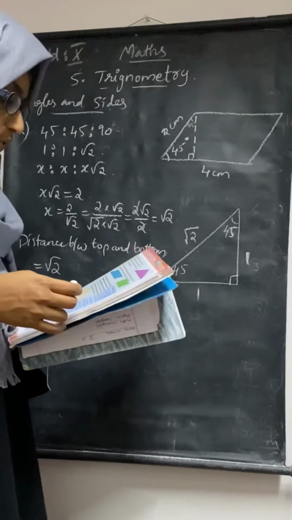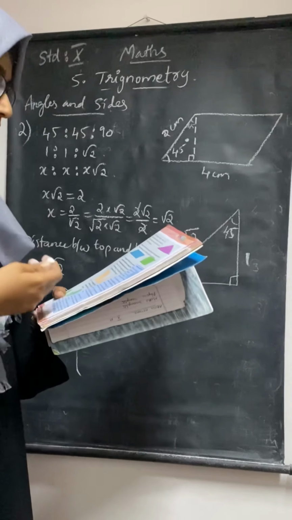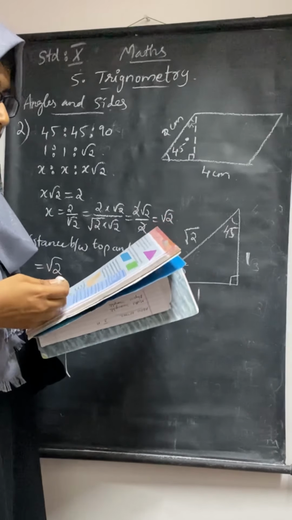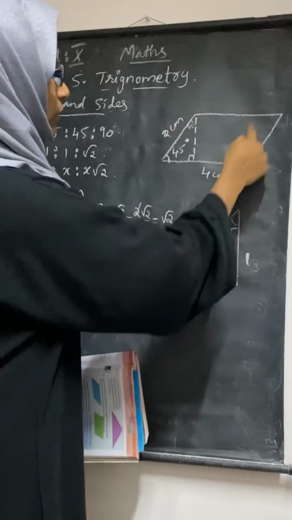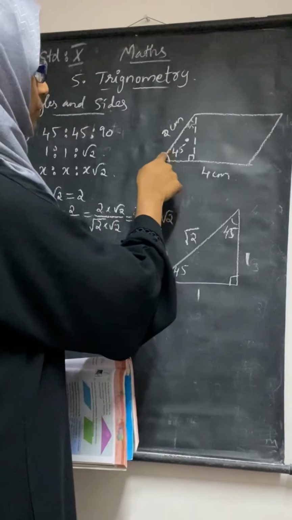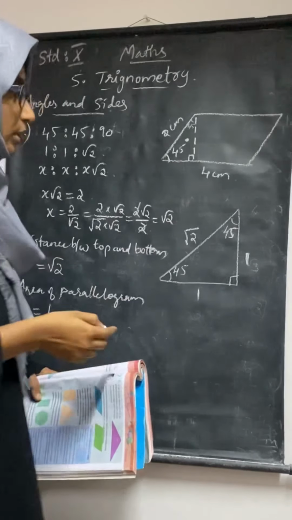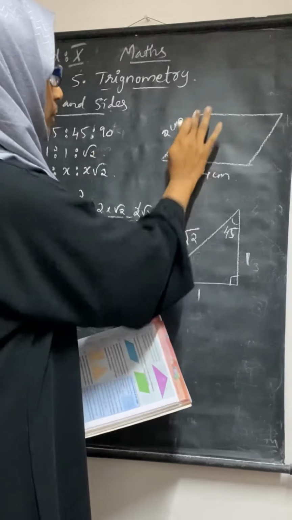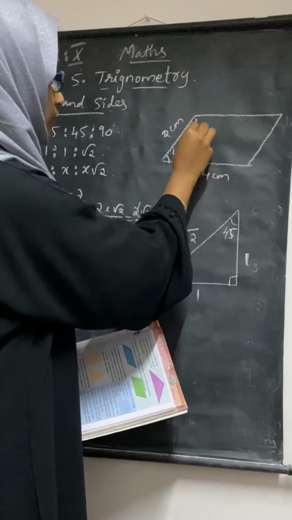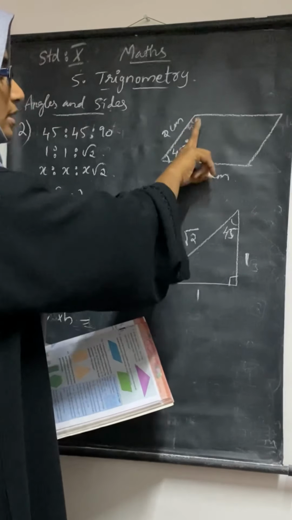We'll move on to the second question. Page number same, 103. In each of the following parallelograms, find the distance between the top and bottom side. Calculate the area of the parallelogram. Here you have a parallelogram with a 45 degree angle, and sides 2 and 4 centimeter. Two sides are given. Now what do you have to do? Distance between the top and bottom you have to find out. That's why I've drawn one dotted line like this. So this distance you have to find out.